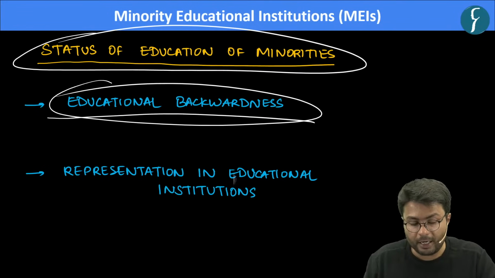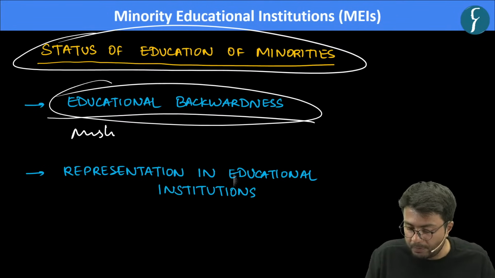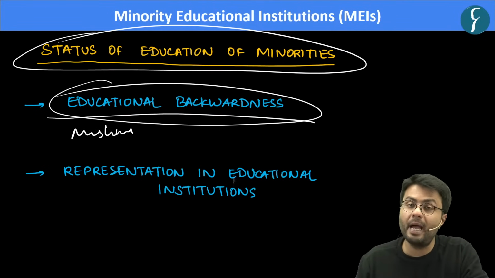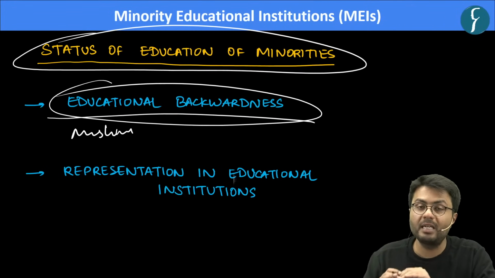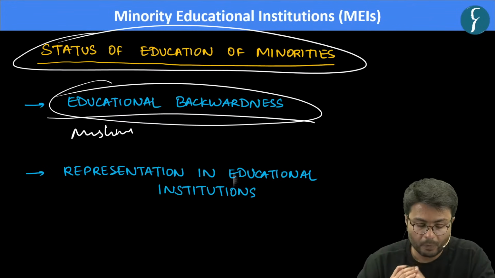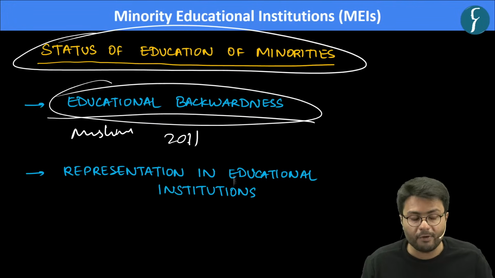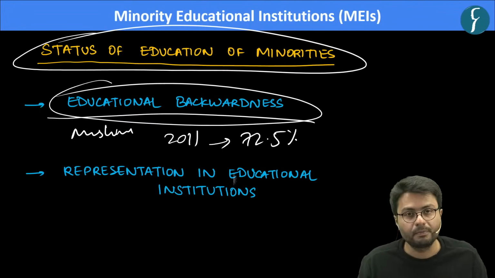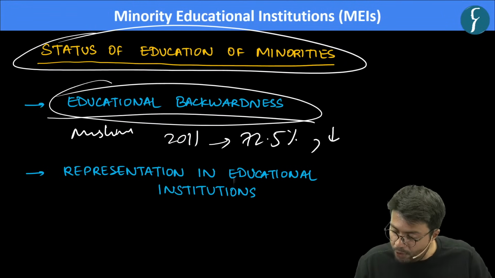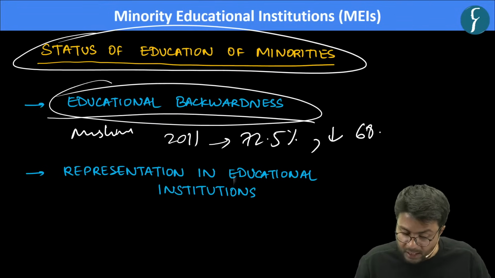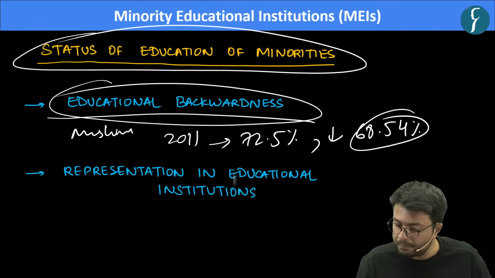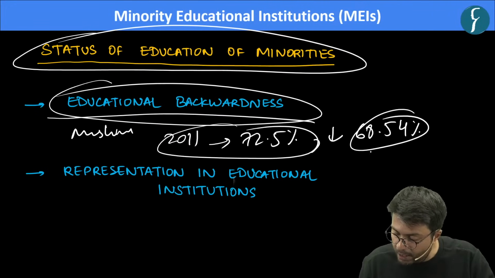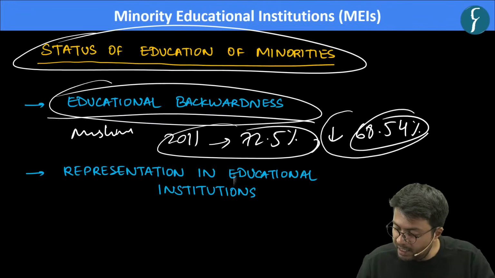And this is very much prevalent as far as the Muslim community is concerned. Because Muslims in India lag behind other communities as far as educational attainment and their levels are concerned. For example, in the census of 2011, India's national average literacy was 72.5%. Whereas the average literacy of Muslims in India was well below the national average, at 68.54%. Hence, you can see from this example, the literacy level of Muslims in India was well below average.